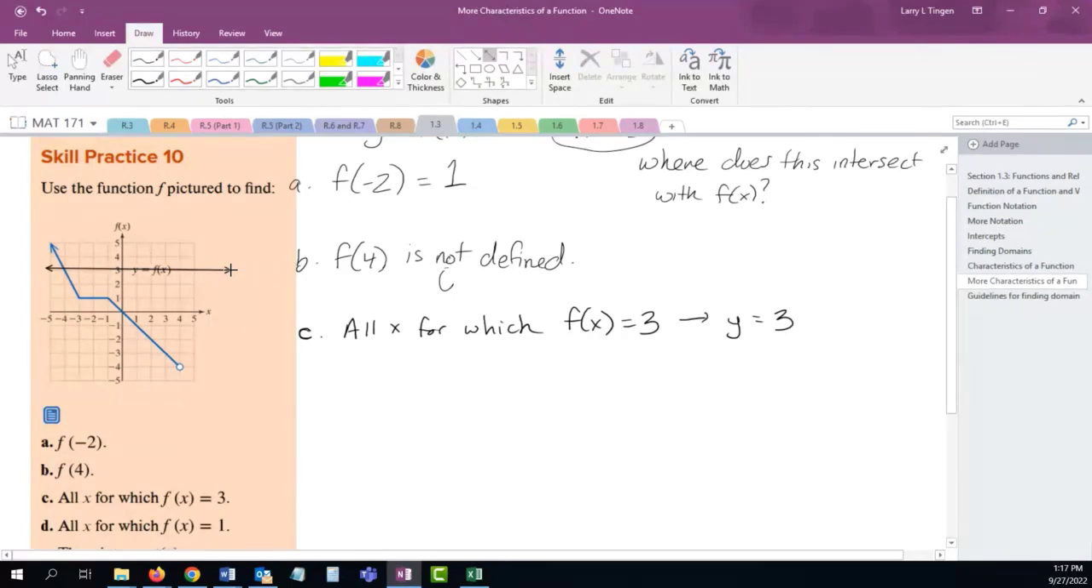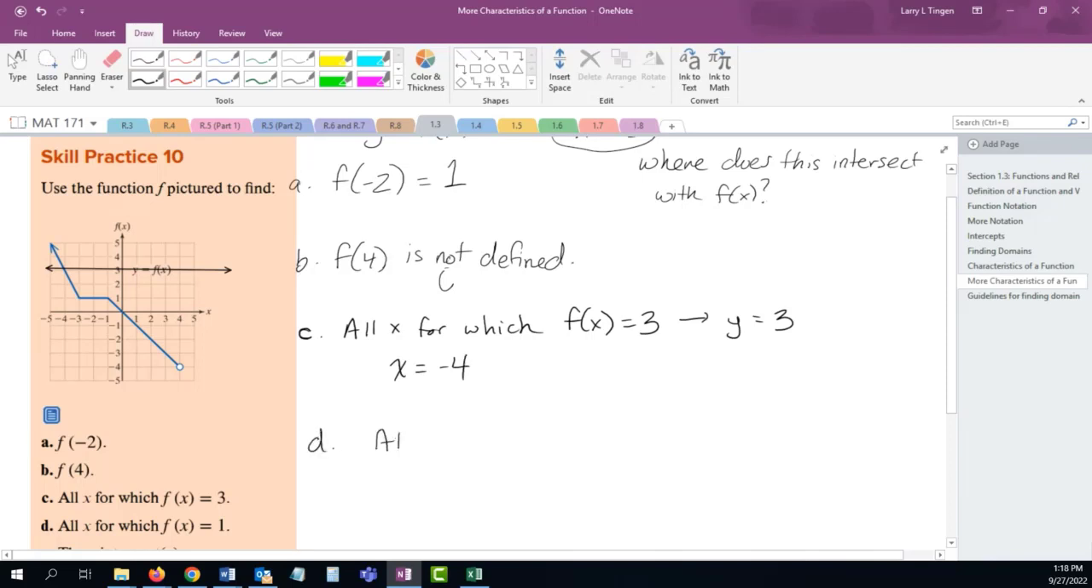So there I am. And where do I hit the graph? My horizontal line and my graph intersect at the point -4, 3. They wanted, in this question specifically, all the x's where this happens. Well, there's only one. It only hits the function once, and that is where x is -4.